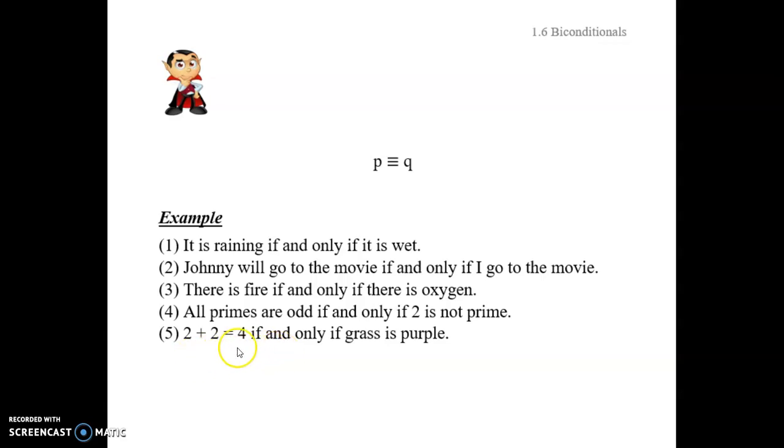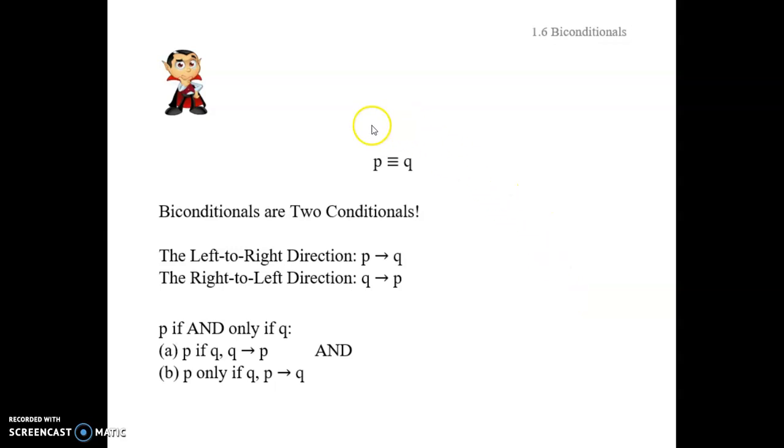Anyways, 2 plus 2 is 4 if and only if grass is purple. Okay, so you're getting the idea. These are all examples of biconditionals. But what I want to get into is a little bit about what this if and only if statement actually means and amounts to. Okay, so biconditionals, as the name suggests, right, bi as in two.